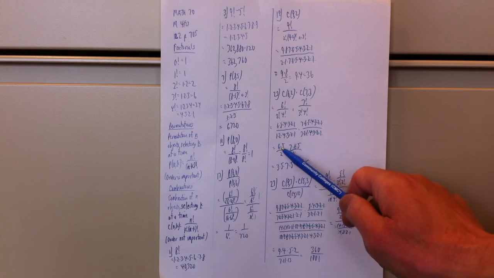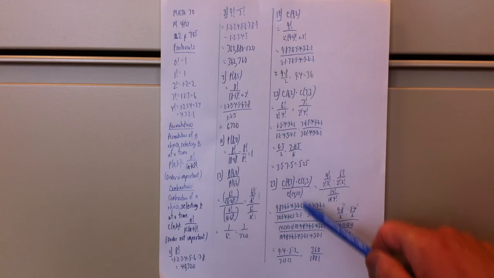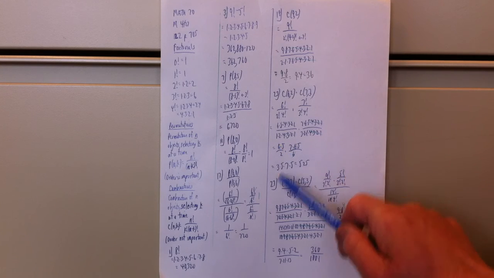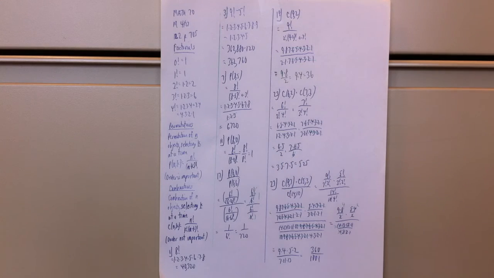So here I have 6 times 5 divided by 2. 7 times 6 times 5 divided by 3 times 2 is 6. Notice that 6 can cancel that 6. And here 6 divided by 2 is 3. So I have 3 times 5 times 7 times 5, and that comes out to be 525.